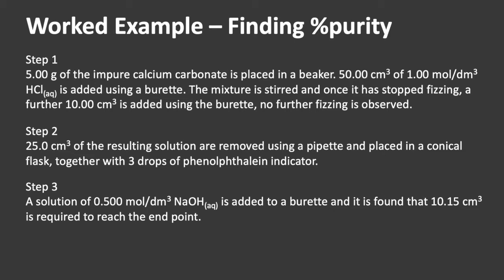So again, we can accurately record that and add that to a conical flask together with 3 drops of phenolphthalein indicator. And then we are going to do a titration using sodium hydroxide. That's going to be added to the burette, and the concentration of our sodium hydroxide is 0.500 moles per decimeter cubed. And after doing the various titrations, we come to the conclusion that we need 10.15 centimeters cubed of sodium hydroxide to reach the endpoint. So let's take that now step by step and draw conclusions at each point.